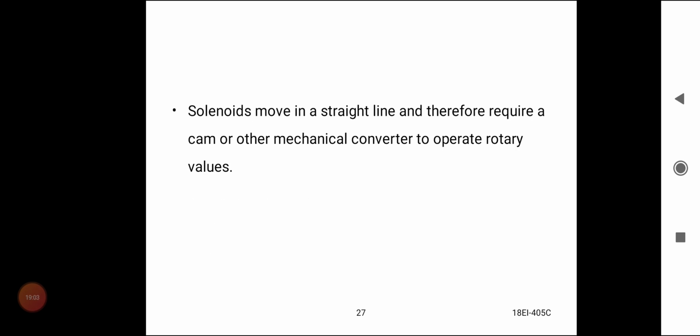Solenoids move in a straight line and therefore require a cam or other mechanical converter to operate rotary valves.